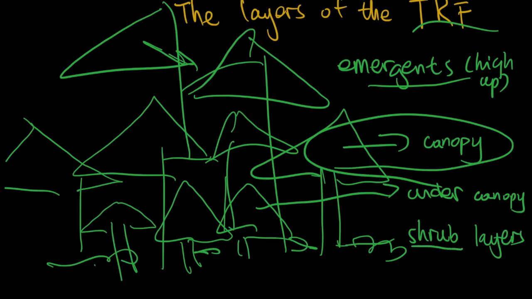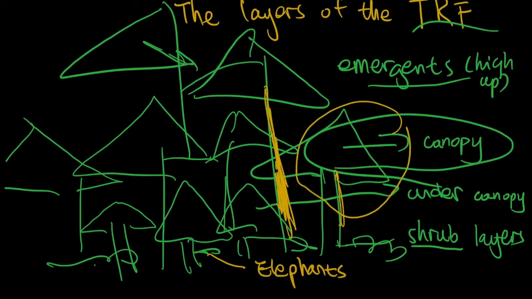Okay, so now let's make some examples. For example, the elephants live down here, very low. And some of the plants climb on these and stick on the tree. These trees are usually found in the canopy and understory.